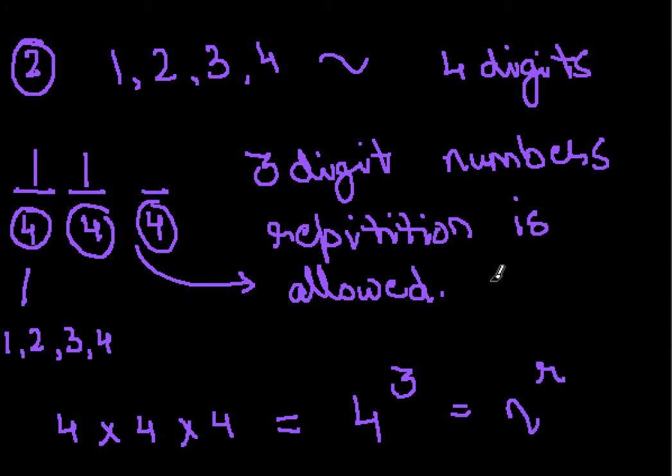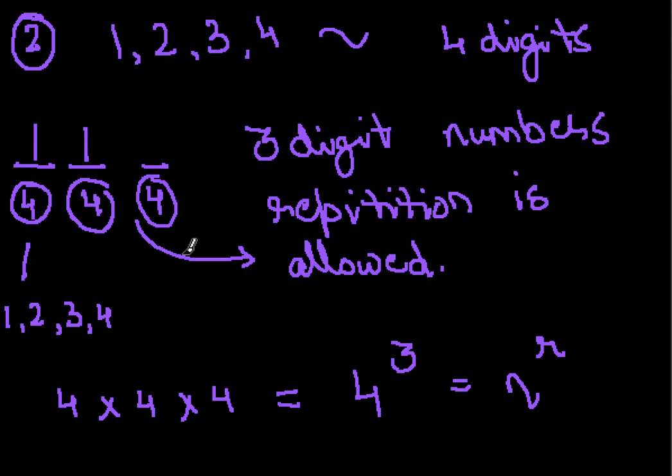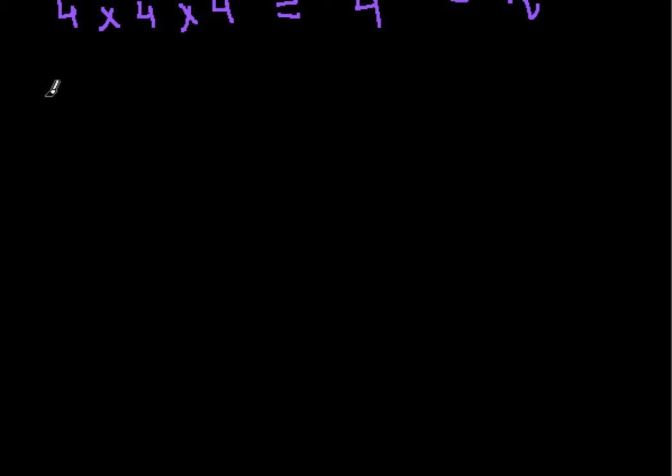So therefore we get a permutation here: if we have been given n digits and we have to find the number of r-digit numbers such that repetition is allowed, we have n raised to power r such permutations. This is the second type of permutation which we have studied here. Now we look at the final, third type of permutation.